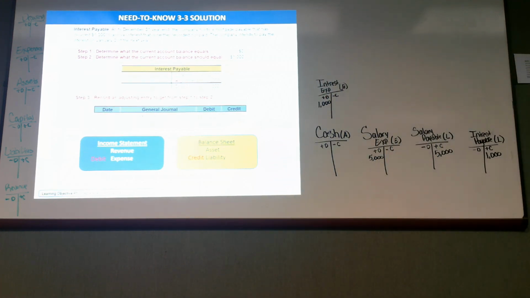When you create your journal entry, what goes first? The debit. So interest expense is the debit, so that is listed first. Interest payable is our credit, and that is listed second.